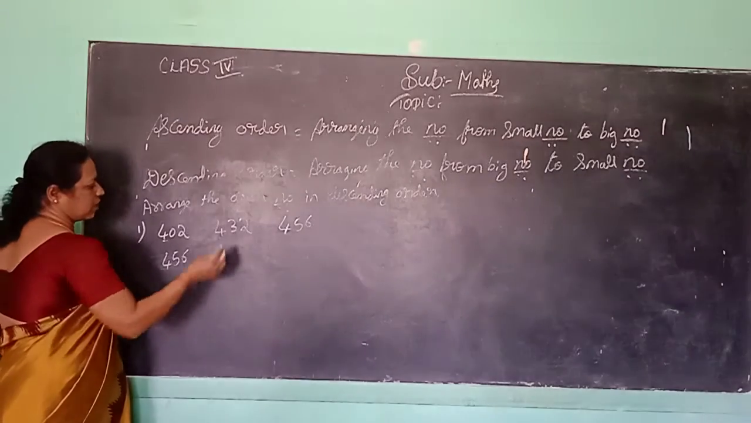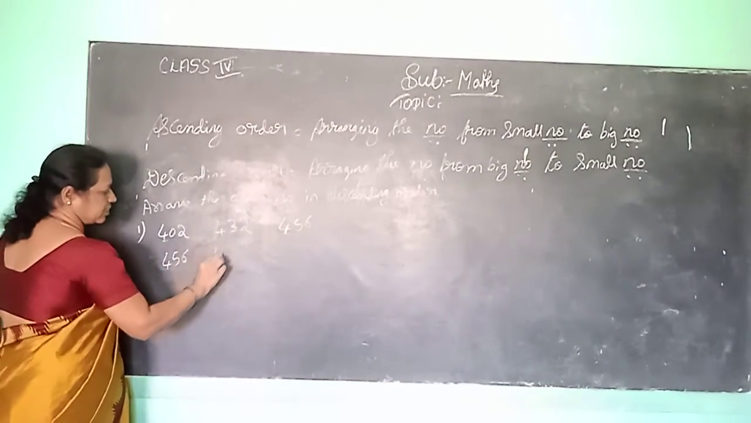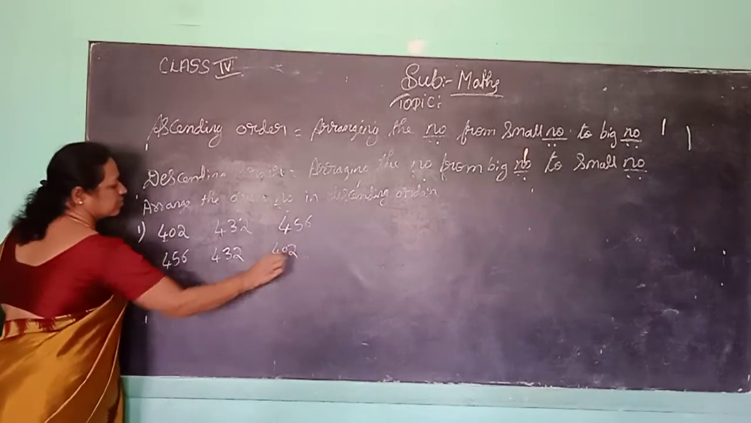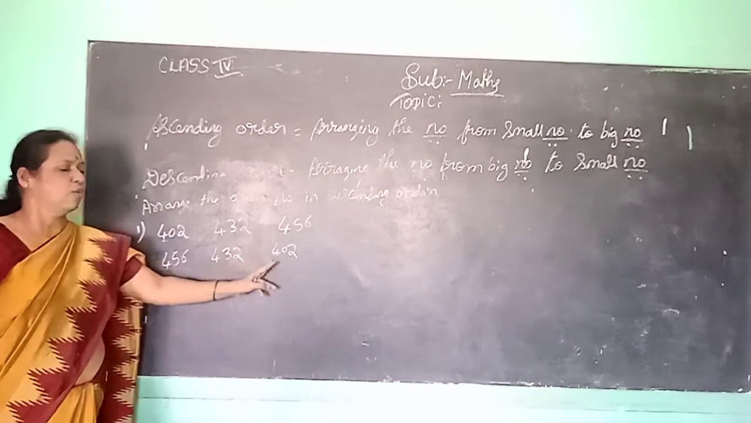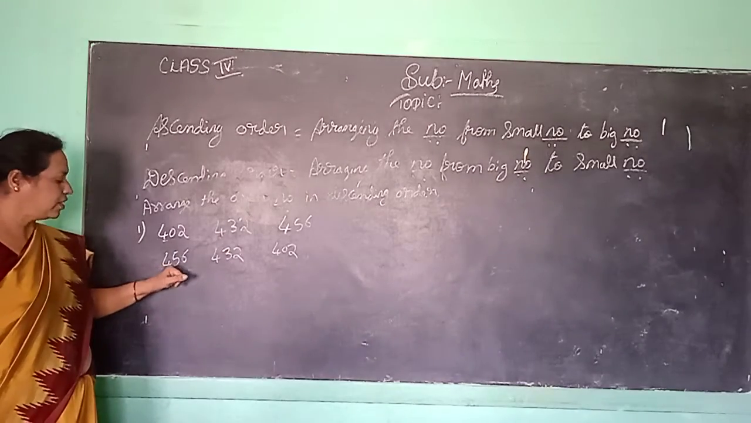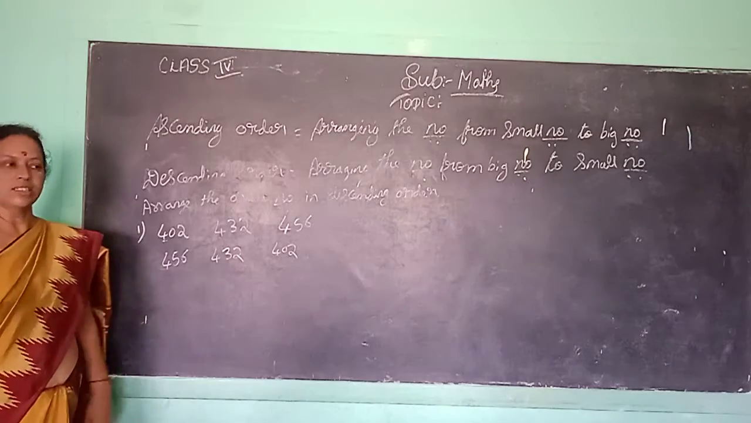456. Now compare 3 and 0. Which is greater? 3. Write this number next. Okay children, 456, 432, 402. This is descending order. Descending order means first you should write the bigger number, then go to the smaller number.